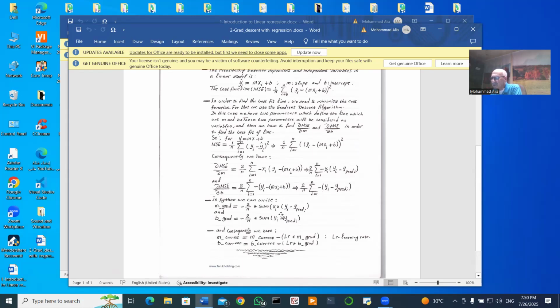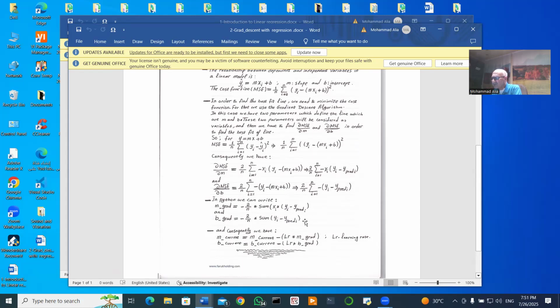And now, if we want to rewrite this in Python, we can say that the gradient by m is equal to minus 2 divided by n, you can take the minus outside, multiplied by the sum of xi multiplied by the difference yi minus y predicted. And the gradient by b has exactly the same expression as above, except that there is no xi here. We have the gradient by b.